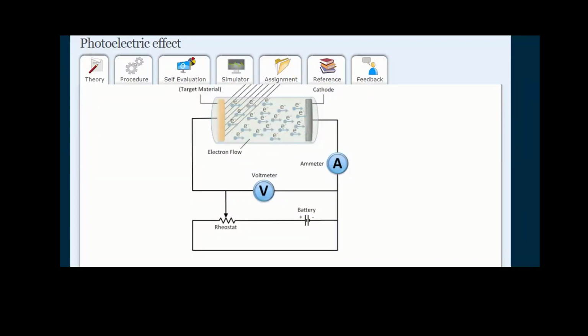The stopping potential is the potential that stops the electrons inside the discharge tube, because light is coming and electrons are ejected from it. They have kinetic energy and they are moving. So to bring electrons to rest, or to stop them inside the discharge tube, we apply a reverse potential.